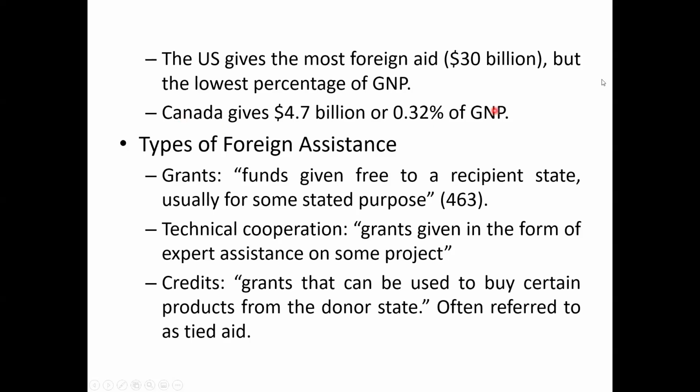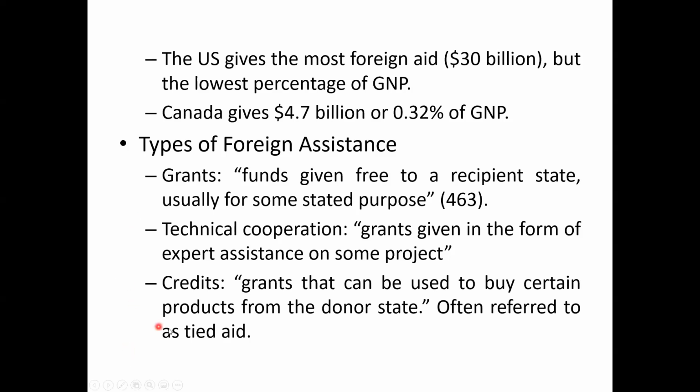What are the types of foreign assistance? So we have grants, which are funds given free to a recipient state, usually for some stated purpose. So the money is given, it doesn't need to be repaid. And often it's tied to a certain project or at least area. Technical cooperation. So these are grants given in the form of expert assistance on some project. So say a country wants to be building a dam or something. A country might give not only financing, but also expertise. So some people who have the technical know-how to design the project.